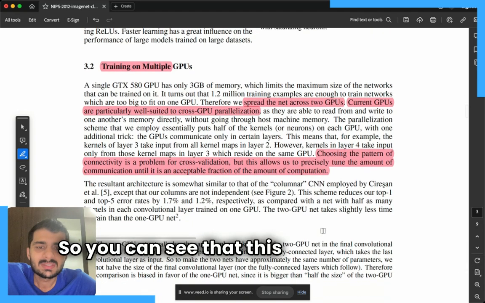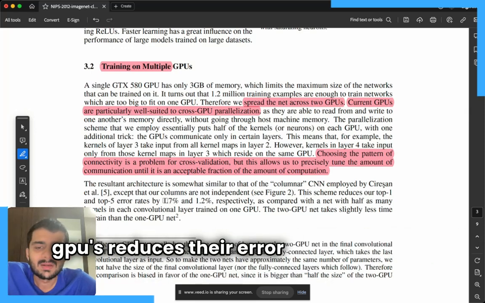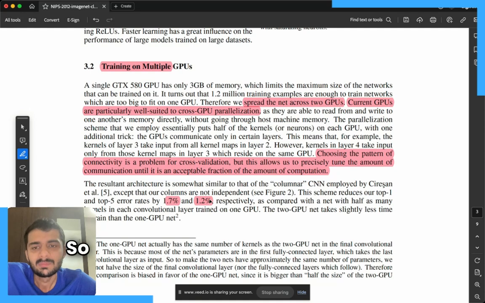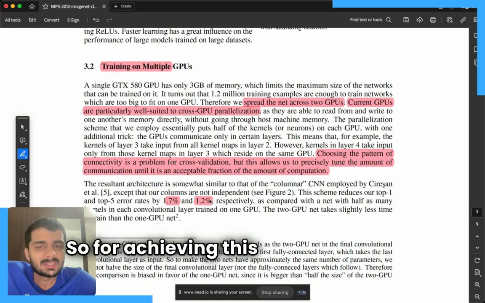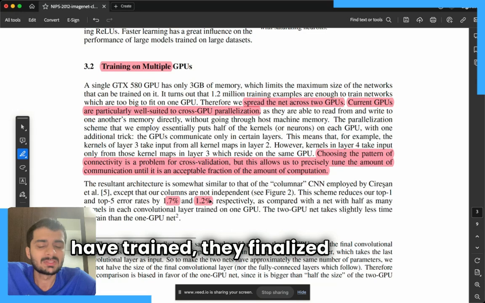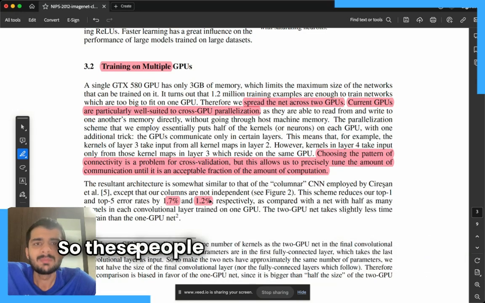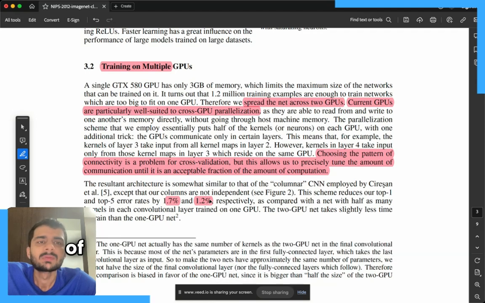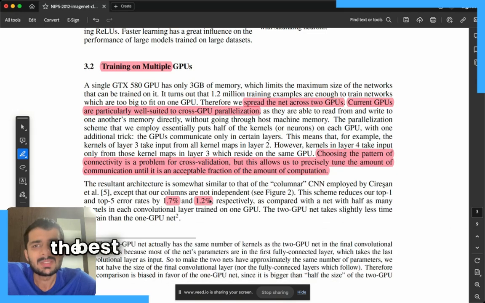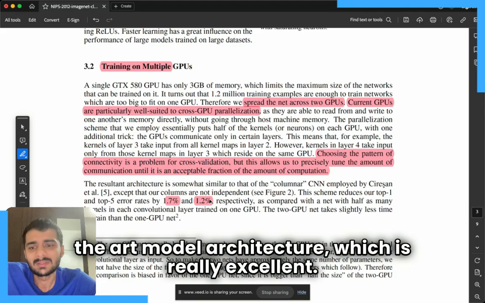So you can see that this architecture of dividing between GPUs reduces their error rates by 1.7 and 1.2%. For achieving this much reduction, they finalized on using multiple GPUs for training their architecture. So these people have really gone to the extent of doing several optimizations to get the best possible error rate and the state of the art model architecture, which is really excellent.